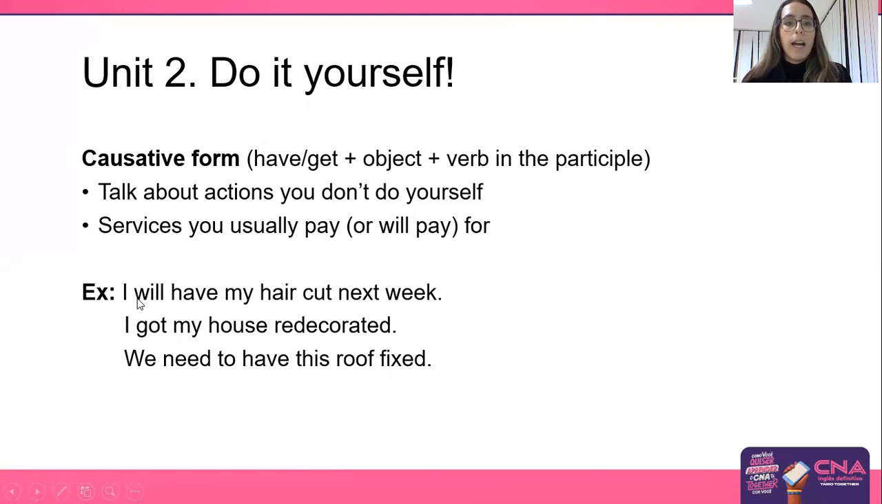So for example, I will have my hair cut next week, yes? So you have here, will have, yes, this is something I'm going to pay for in the future, yes? My hair, the object, and cut is the verb in the participle, okay? I got my house redecorated. Yeah, so someone else did this for me. Yes, I hired someone to redecorate my house. And we need to have this roof fixed. Yes, so we need to hire, yes, to ask someone to do this for us. Okay?